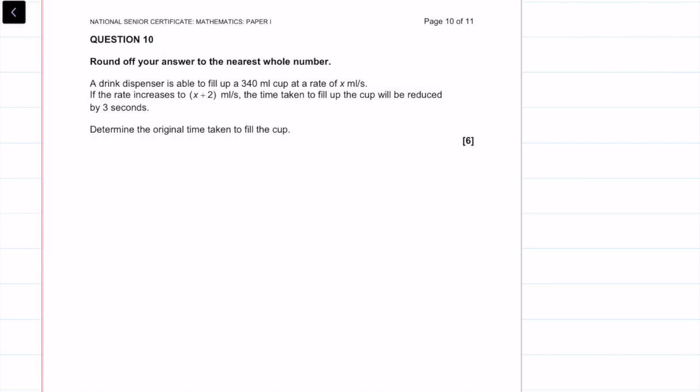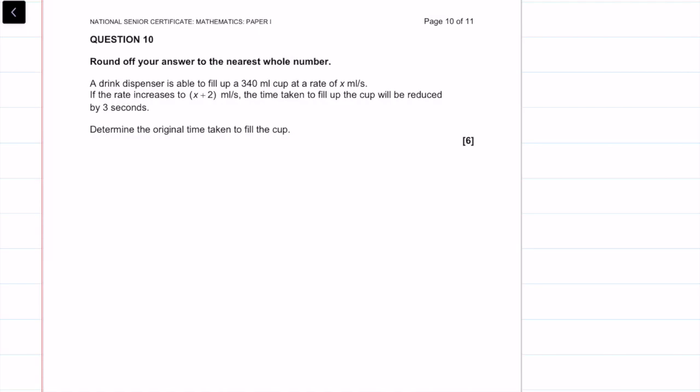So basically it says that a drink dispenser is able to fill up a 340 milliliter cup at a rate of x milliliters per second. If the rate increases to x plus 2 milliliters per second, the time taken to fill up the cup will reduce by 3 seconds. Okay, so determine the original time taken to fill the cup.